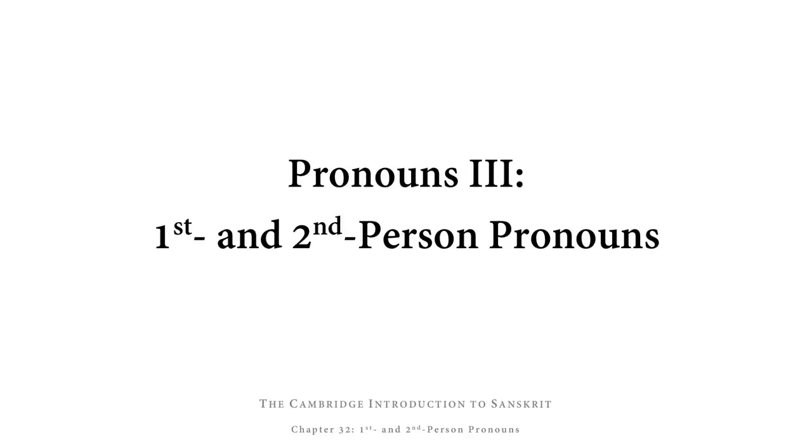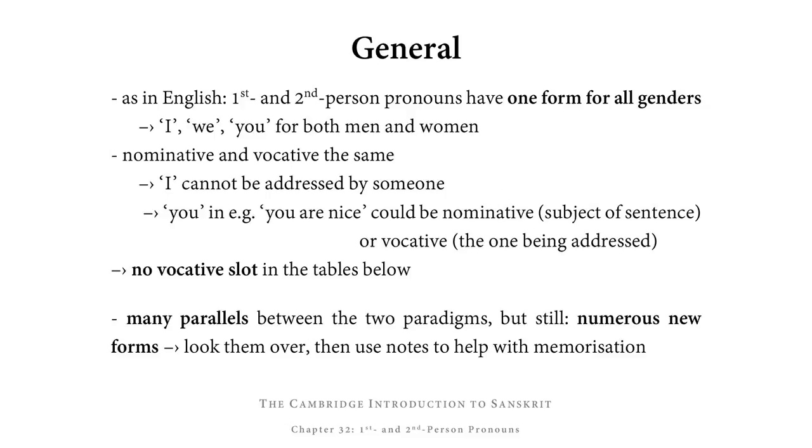Welcome to the video for chapter 32 of the Cambridge Introduction to Sanskrit, which is going to tell you about first and second person pronouns. As in English, first and second person pronouns have one form for all genders, and so I, we, you, and so on can be used both for and by men and women. A woman can refer to herself as I, and a man can refer to himself as I.